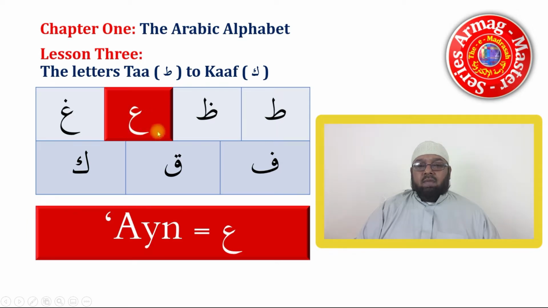Ain. The letter Ain, we make the sound very sharp and it comes from the inner part of the throat. We just don't say ein. We say ein, ein, ein, which is the wrong one, and ein, which is the correct one, ein. It comes with practice. So let's try that again.